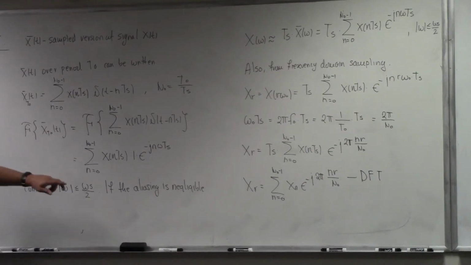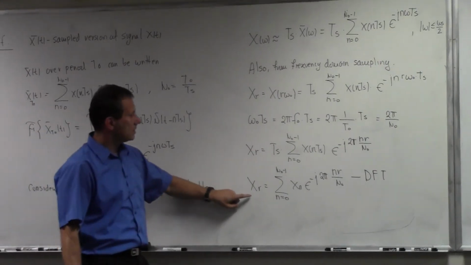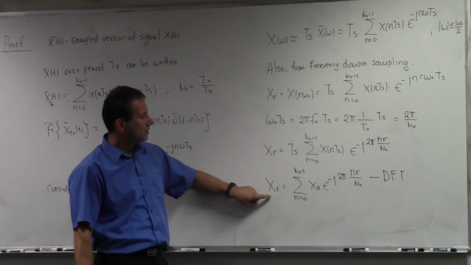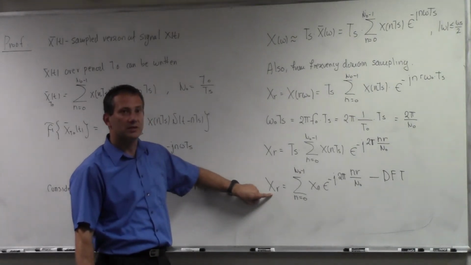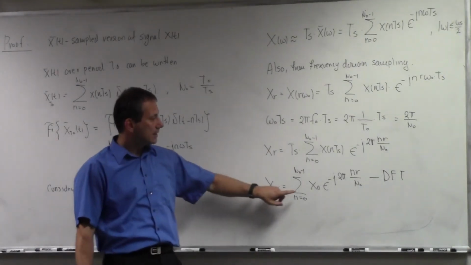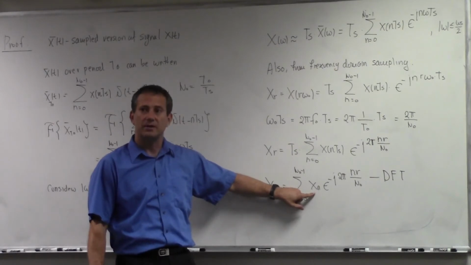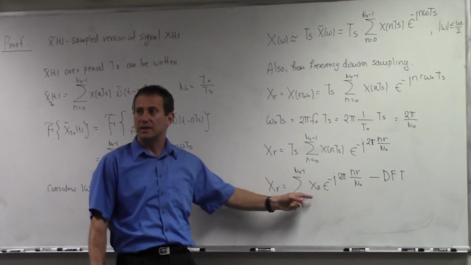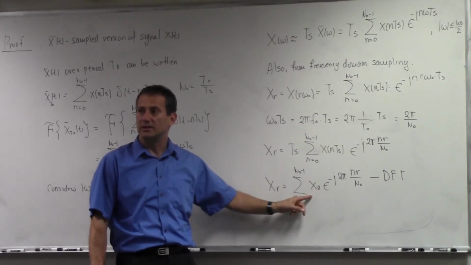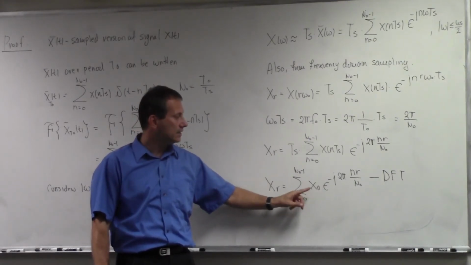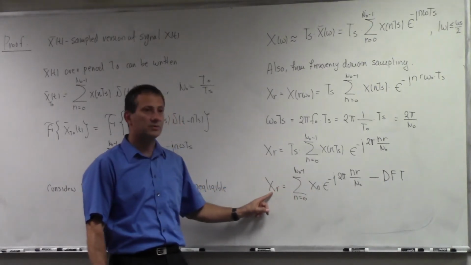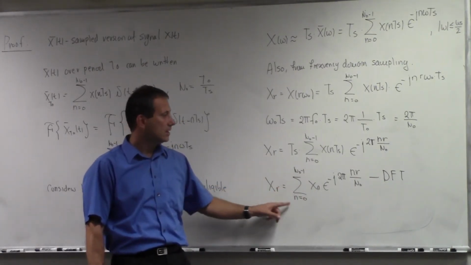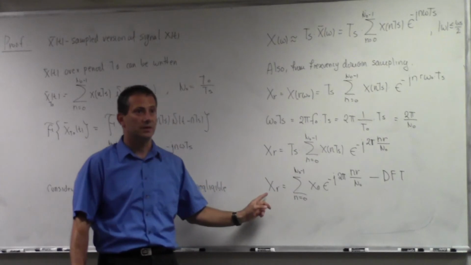So what did I demonstrate here? I demonstrated here that I can obtain the samples of the signal spectrum directly by processing the samples of the signal in a time domain. These X of N are the samples of the signal in the time domain. I can obtain the values of the samples of the spectrum of the signal by performing this operation here.